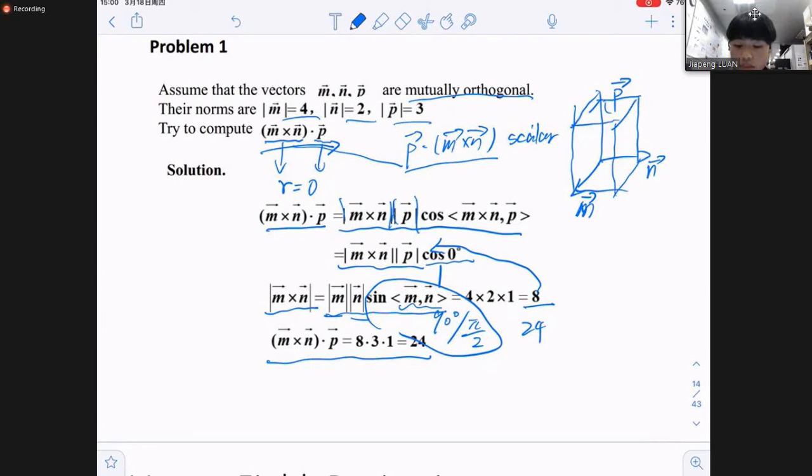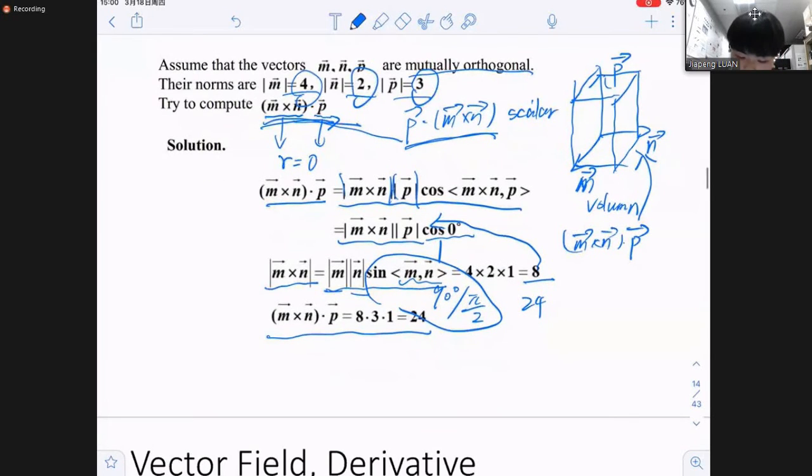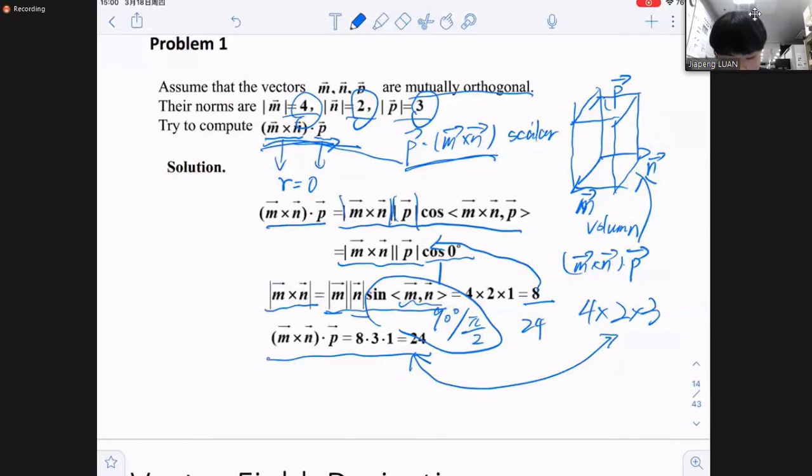Right? This cubic, or long cubic, this is the volume. So a triple product is actually the volume of this thing. And then you can see that the value of m is 4, and this is 2, and this is 3. So the answer to this triple product, which is also the volume, is just 4 times 2 times 3. Actually, this is 24, right? So maybe that is the easier way to calculate this problem. Okay.